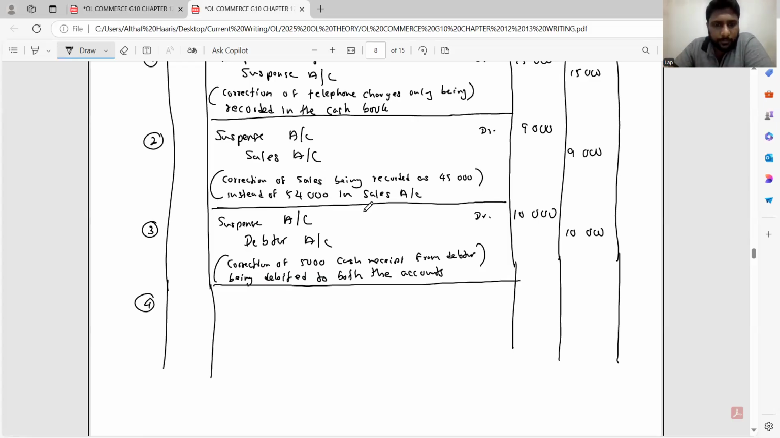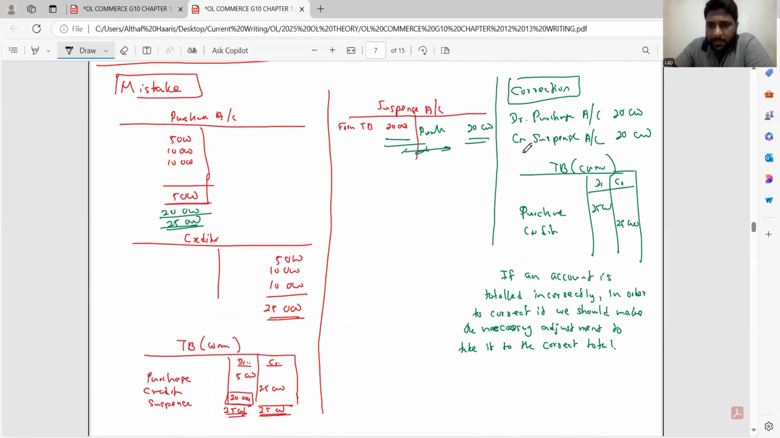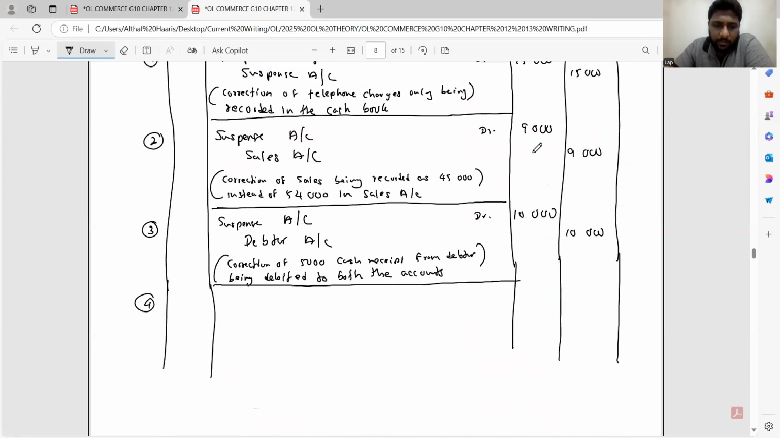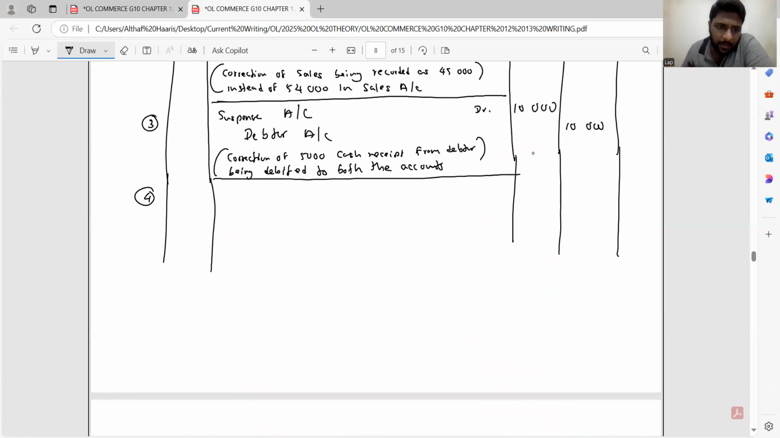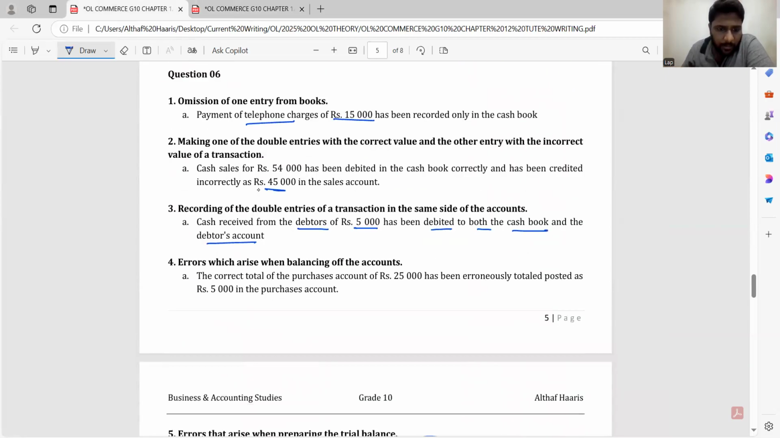Next one. Fourth one, debit the purchase account, credit the suspense account. What's the error? Total of the purchase account 25,000, erroneously totaled as 5,000.